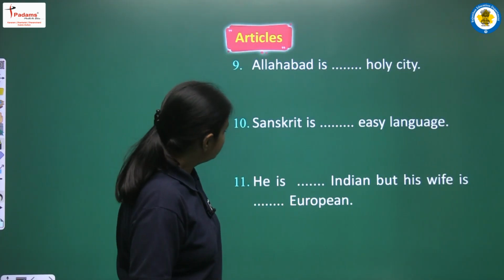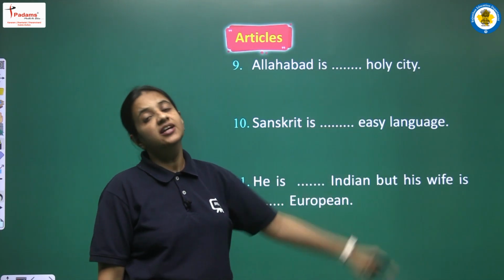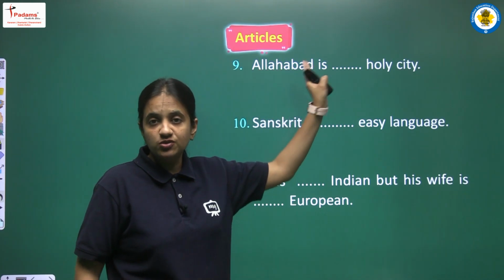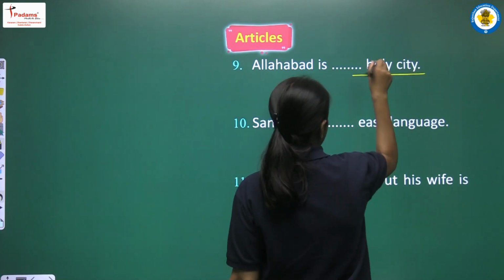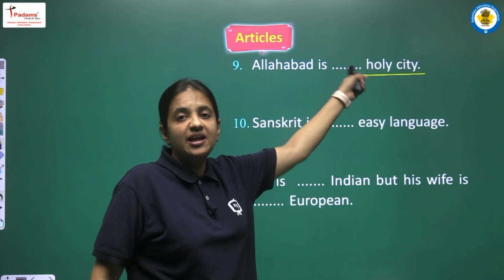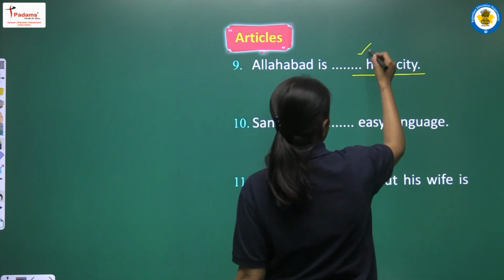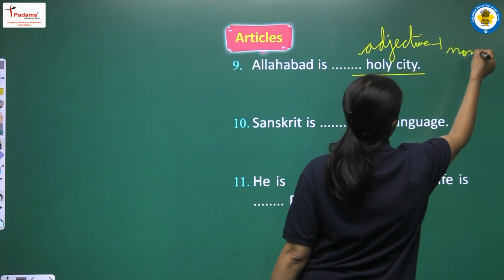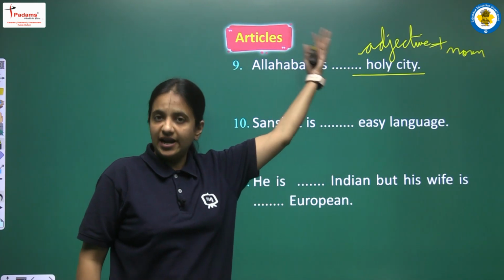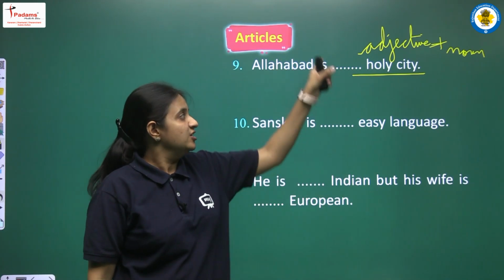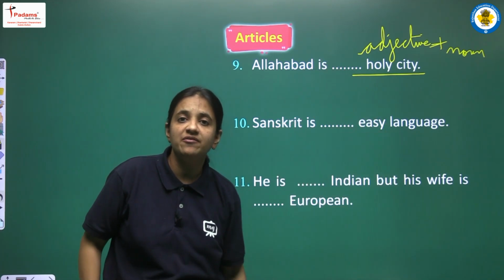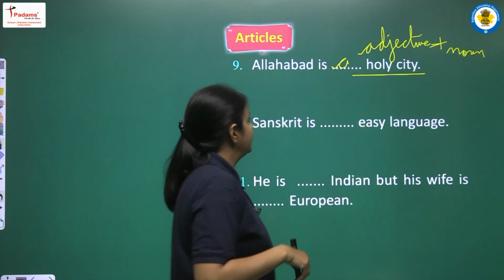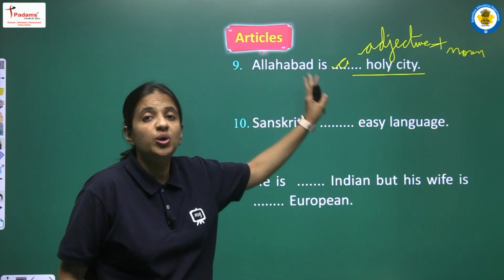Okay. Next sentence we have: Allahabad is holy city. So students, always read the sentence very carefully, and identify all the parts of speech. Here we have holy city. Holy, we know, is an adjective, and city is a noun. So we have the combination of adjective plus noun. So here we can use an article, right, according to the sound that we have here. The starting sound, the starting pronunciation, is holy. That is a consonant sound, and for a consonant sound we have to use a here as an article. So it will be: Allahabad is a holy city.